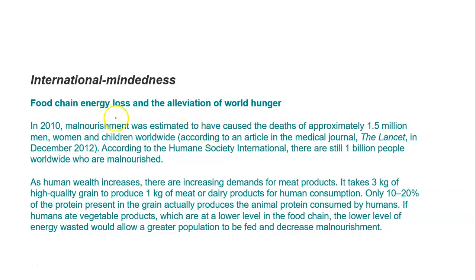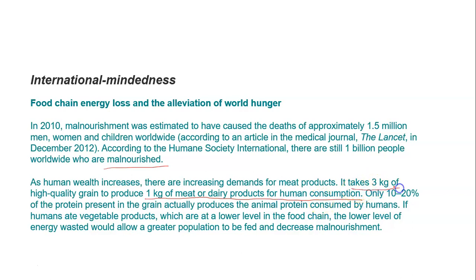International mindedness: food chain energy loss and the alleviation of world hunger. Let me read it very fast. In 2010, malnourishment was estimated to have caused the death of approximately 1.5 million men, women, and children worldwide, according to an article in the medical journal The Lancet in December 2012. According to the Humane Society International, there are still 1 billion people worldwide who are malnourished. As human wealth increases, there are increasing demands for meat products. It takes 3 kilograms of high-quality grain to produce 1 kilogram of meat or dairy product for human consumption.